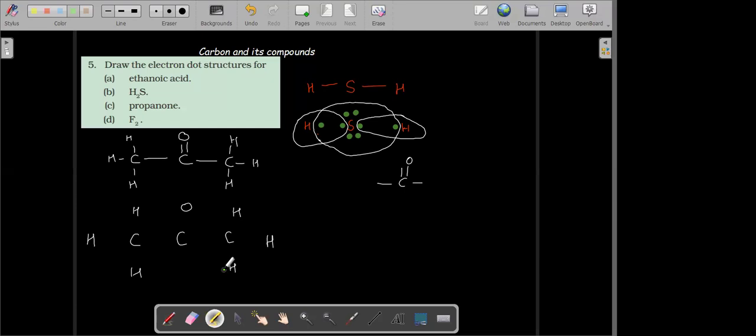Replacing each bond with two electrons. So this bond replaced with two electrons. This bond replaced with two electrons. This bond replaced with two electrons. This bond replaced with two electrons. Here is also a bond, so replaced with two electrons. Here there is a double bond, so there will be four electrons, two from each. Here, one, one, one, one, one.